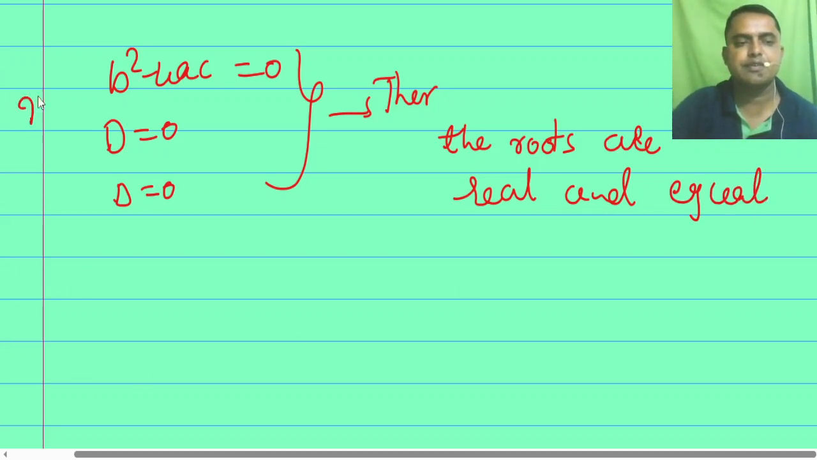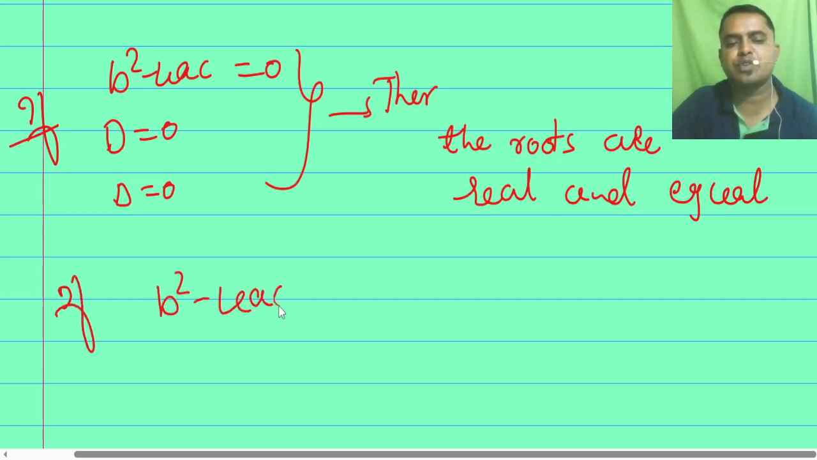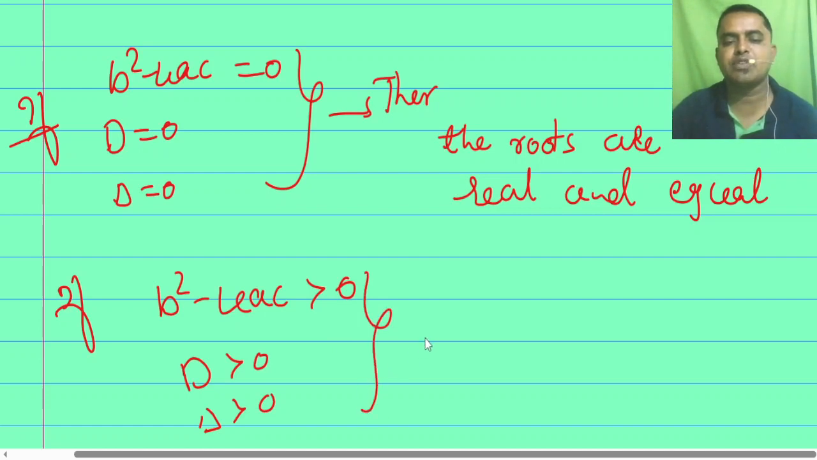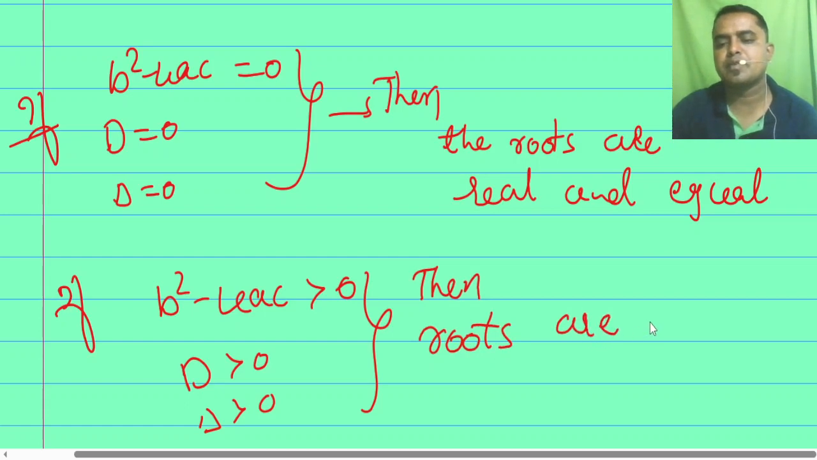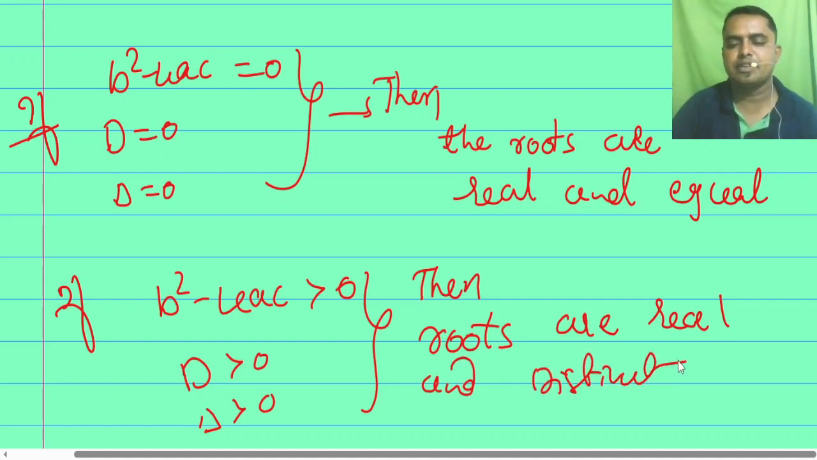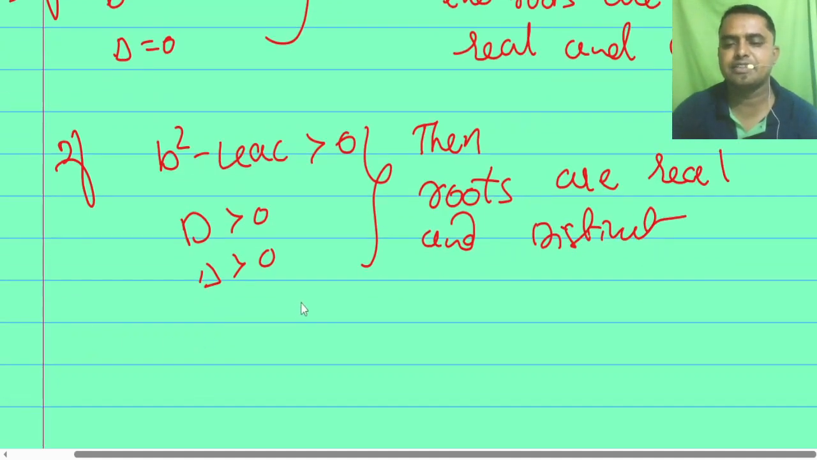If b square minus 4ac is greater than 0, or D is greater than 0, or delta is greater than 0, both the meanings are the same, then the roots are real and distinct. Distinct, यानी अलग अलग. रूट्स रियल रहते हैं यानी कि रियल नंबर एंड डिस्टिंक्ट.